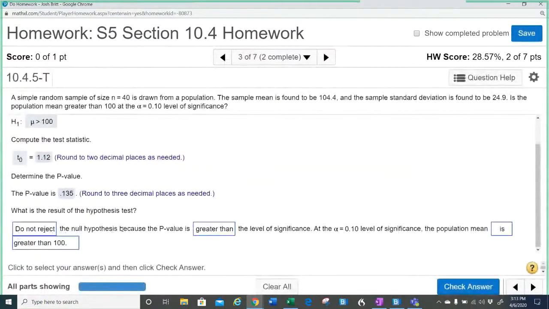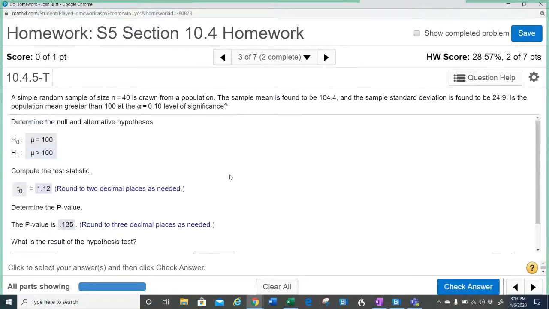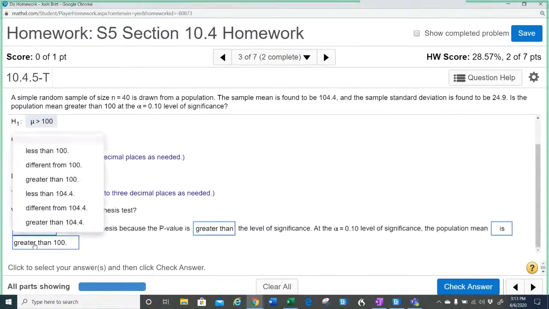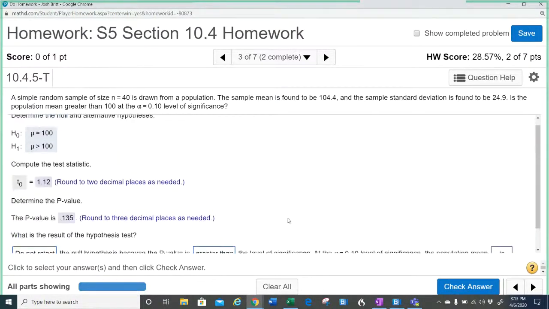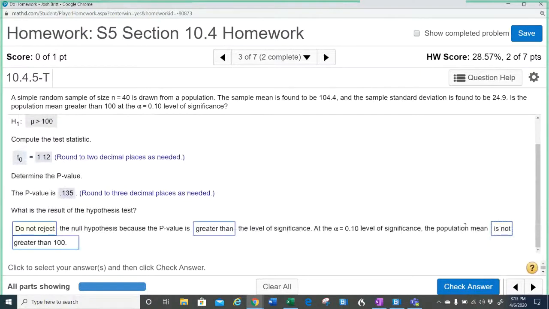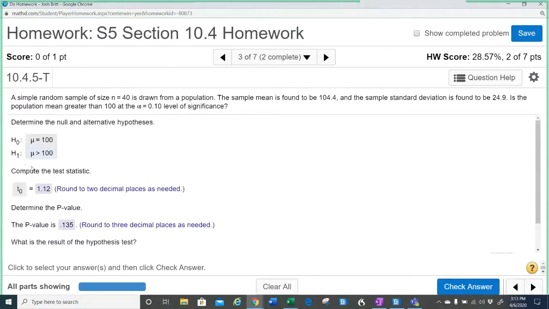We do not reject the null hypothesis because the p-value is greater than the level of significance. The population mean is not greater than 100, because we're basically saying that we cannot claim this. So we're saying that the population mean is not greater than 100.